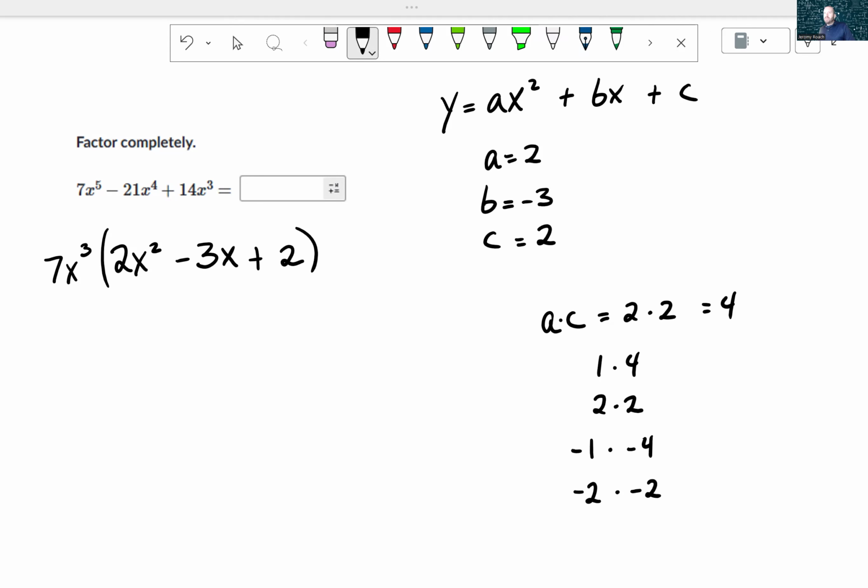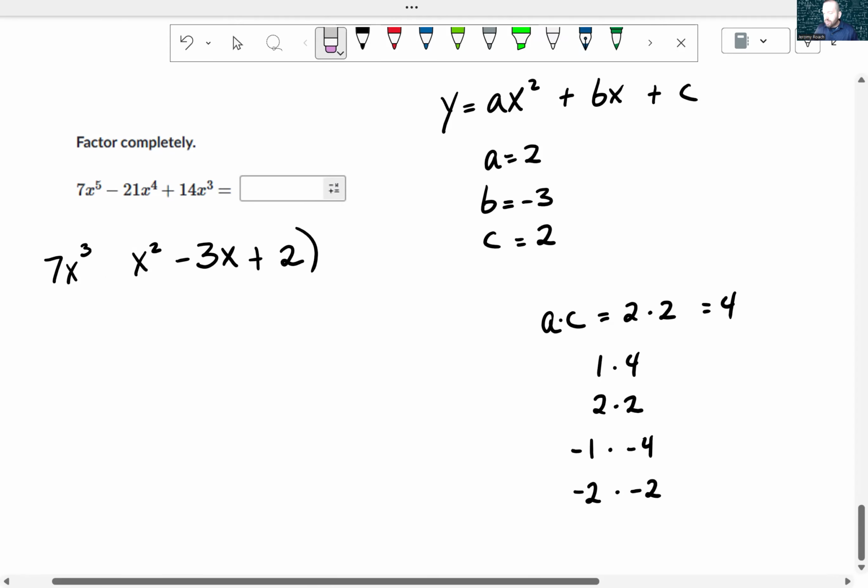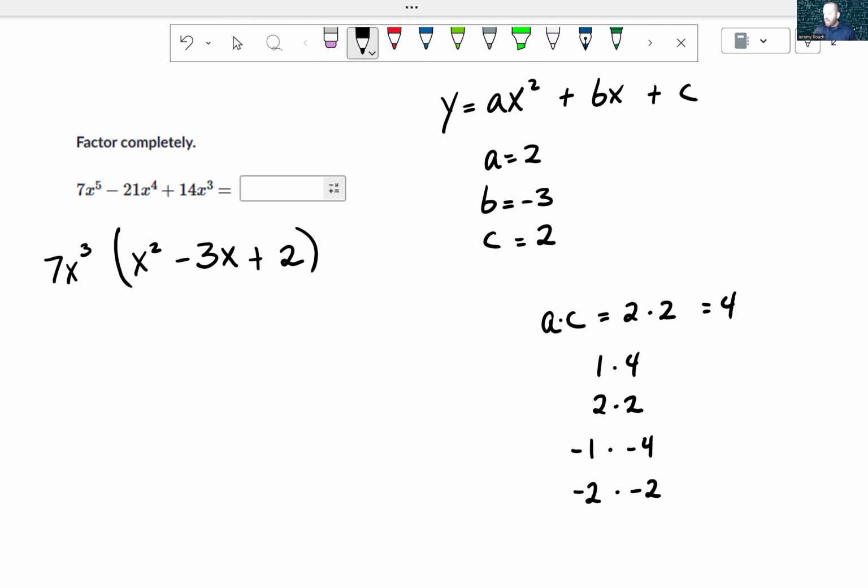Just one moment here. I think I made a slight mistake. That's not how we factor this part. This is actually just x squared there. A is equal to 1 here. I thought something seemed a little strange here. So let's back up just a step here.